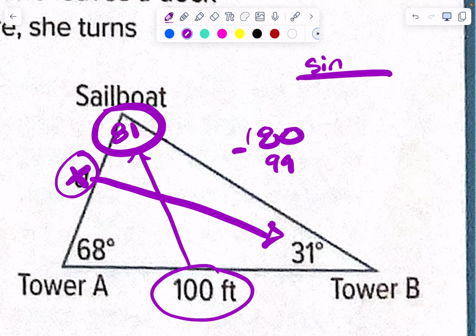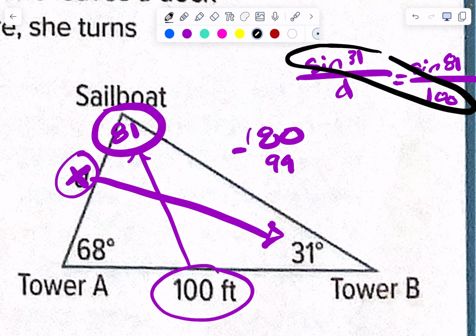Sine of something over something equals sine of something over something. What would you like to do? Sine over D. Sine of 31 over D equals sine of 81 over 100. Okay, cross multiply. So I'm going to multiply these guys, and I'm going to divide by this guy. I got 52.1. 52.1.